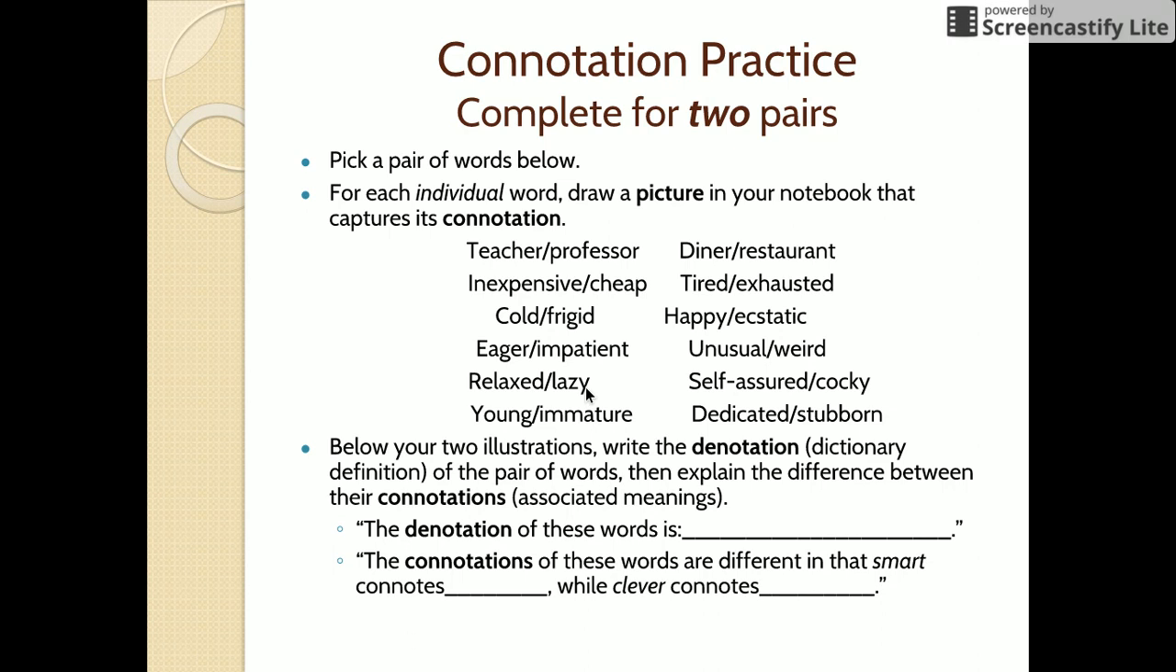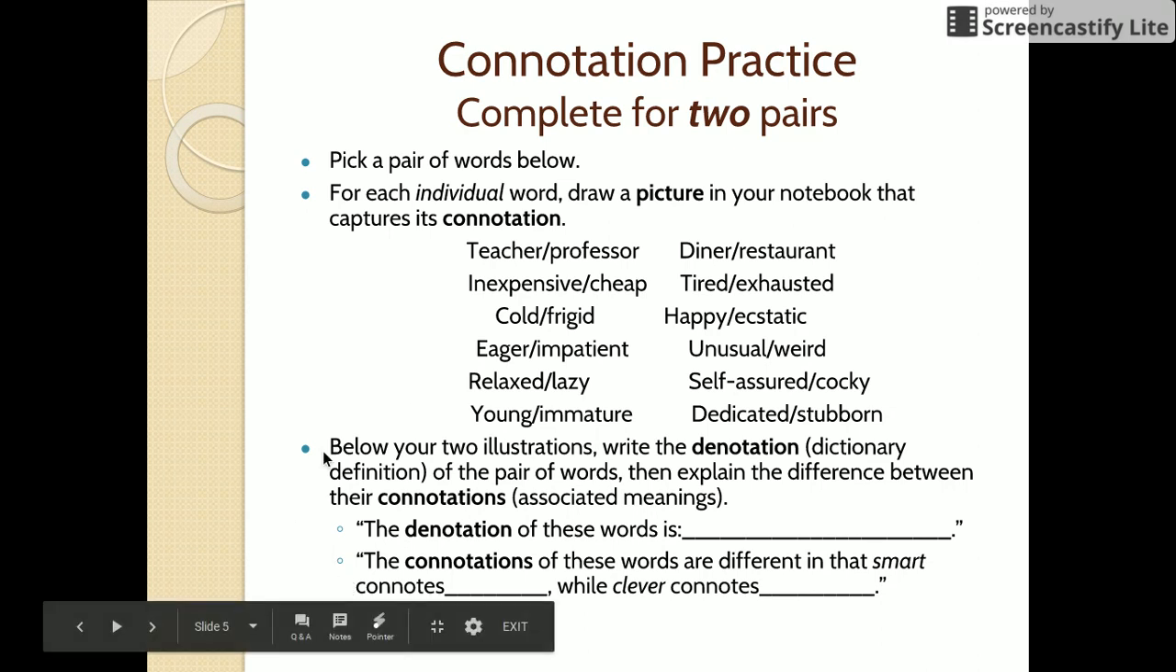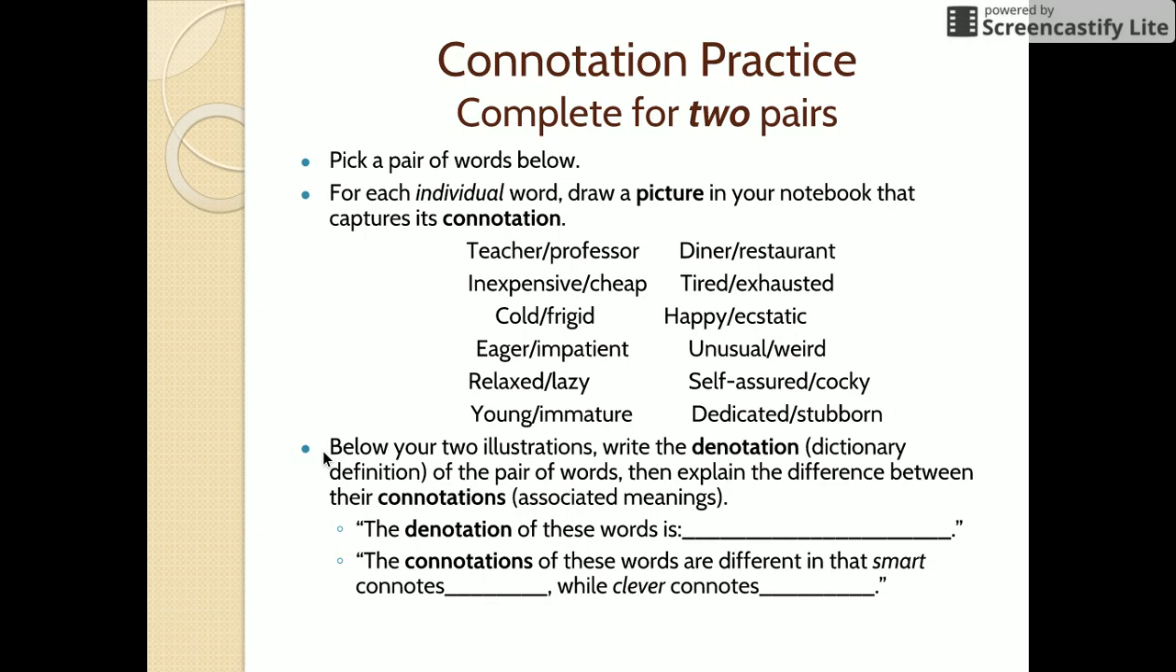Then below your two illustrations, I want you to write these two sentences. The first sentence, you're going to write the denotation or the dictionary definition of the pair of words. So, for example, the denotation of these words is intelligent, something like that. In the second sentence, I want you to explain the difference between their connotations or associated meanings. So, for example, the connotations of these words are different in that smart connotes blank, while clever connotes blank.